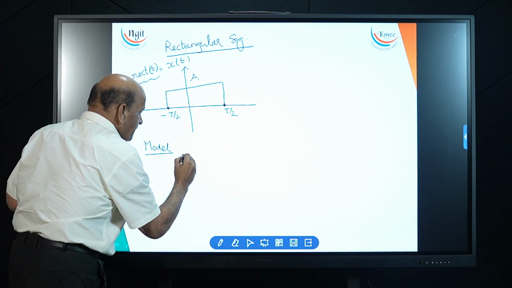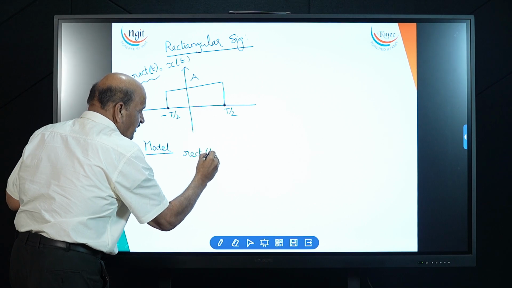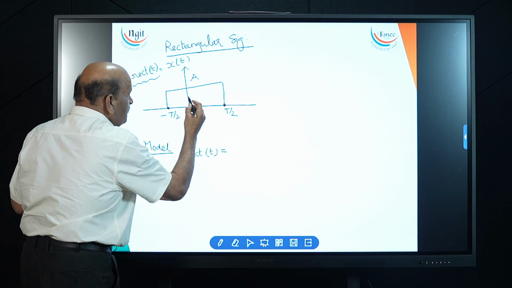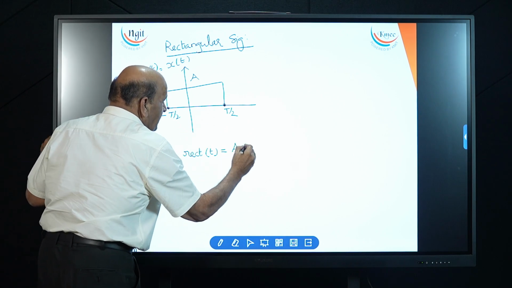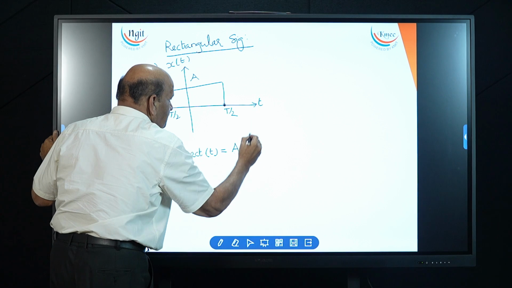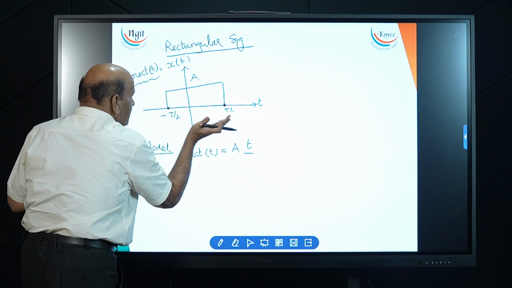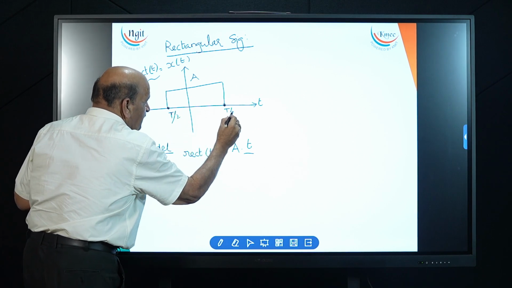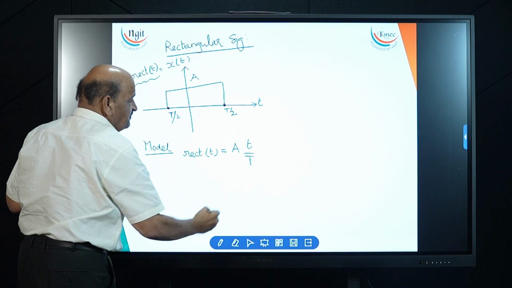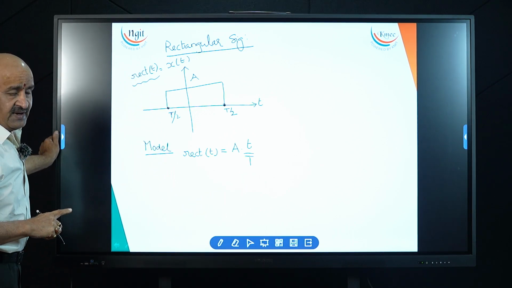That is equal to the rectangular signal, that is equal to amplitude A into the independent time variable, this is t, that is t by the total length, that means T by 2 minus of minus T by 2, it gives what? Total length, 2 times T by 2, that is equal to T. This is very much important, rectangular signal.